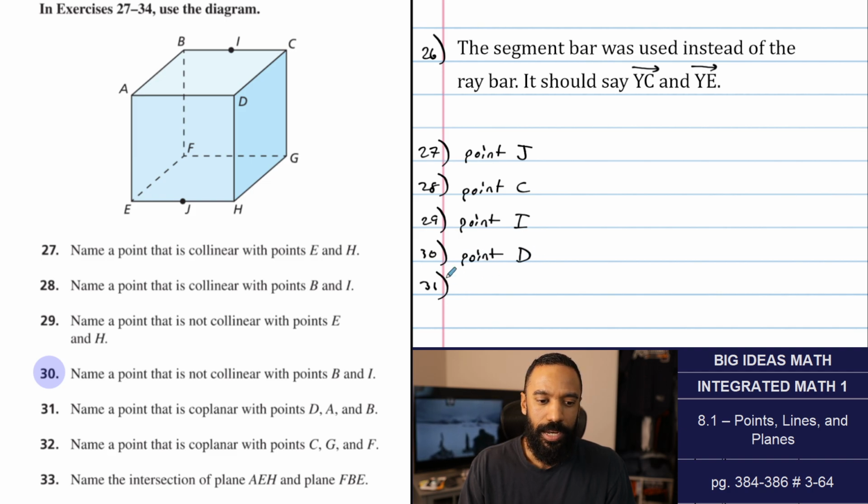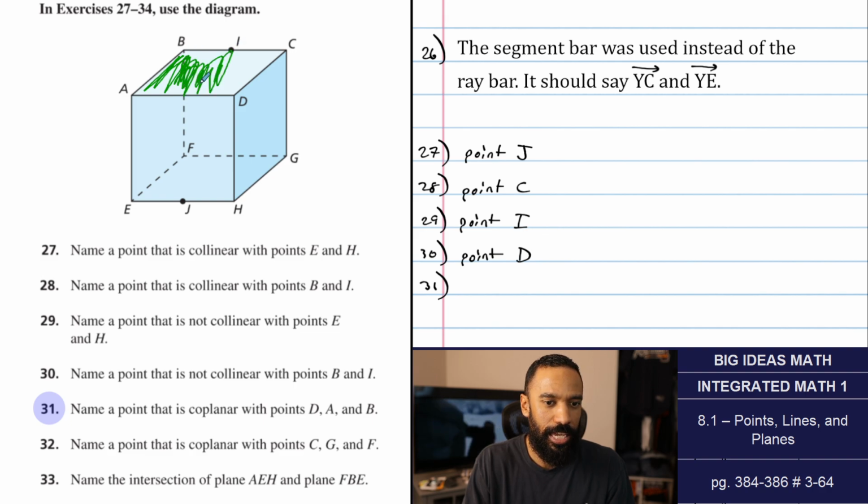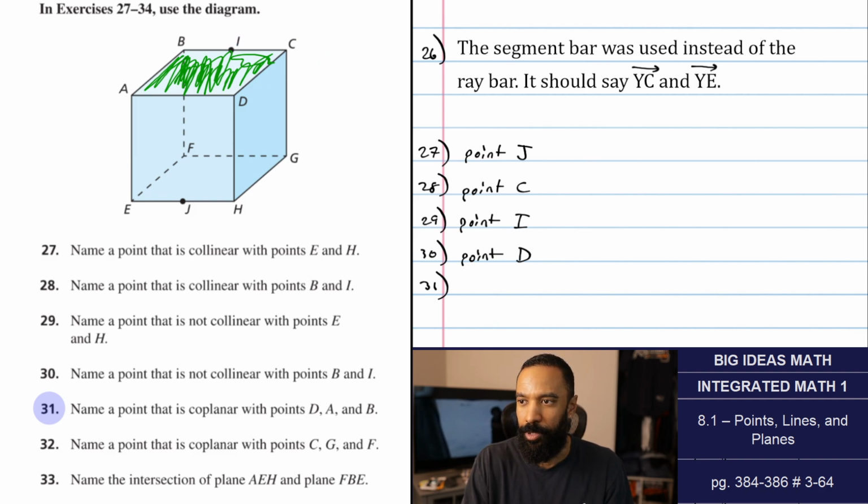Number 31, name a point that is coplanar with points D, A, and B. What's nice about something like this is I can even identify that plane for you because it's kind of drawn. Here's the points D, A, and B. It's this top-facing plane that we're talking about. So coplanar are any other points that exist on this plane. Options for us are I or C. I'm going to go ahead and say point C is coplanar with them.